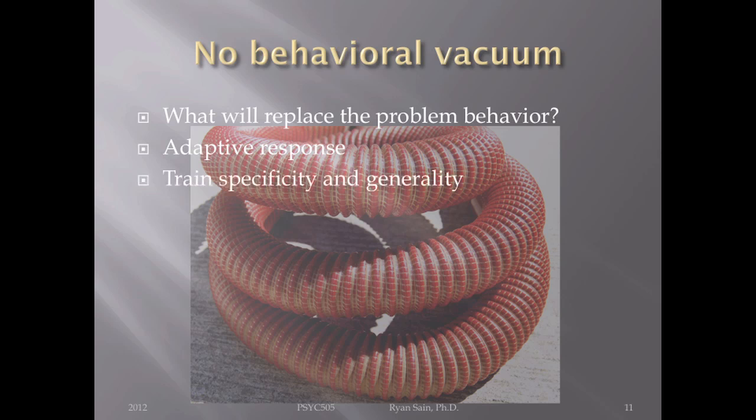Right? Train specificity, train generality. When are we supposed to do this? Where are we supposed to do it? And are we going to do it across the board? Right? So the idea is give this person access to a behavior and teach them a new behavior and teach them when it's okay and when it's not okay to do it.